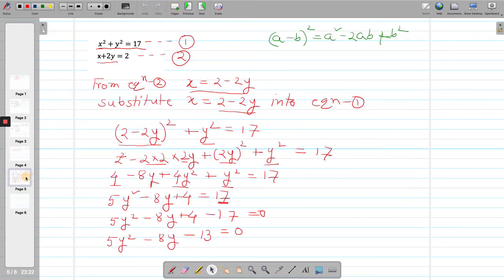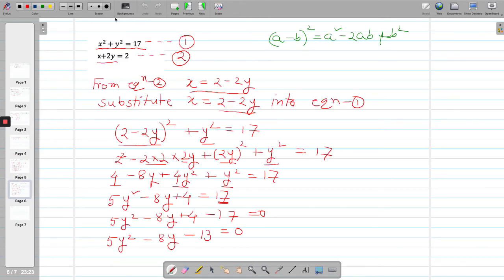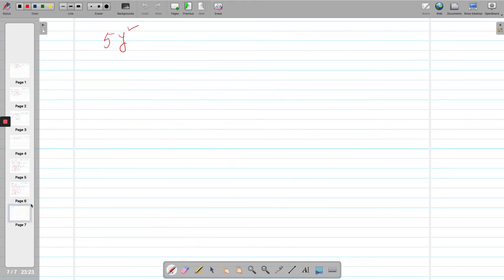Okay, in here, remember our equation was 5y squared minus 8y minus 13 equal to 0. So I'm going to write it on this page, 5y squared minus 8y minus 13 equal to 0. Now we need to factorize this part. Okay, so look at this, 5 times 13 is what? 5 times minus 13 is minus 65.